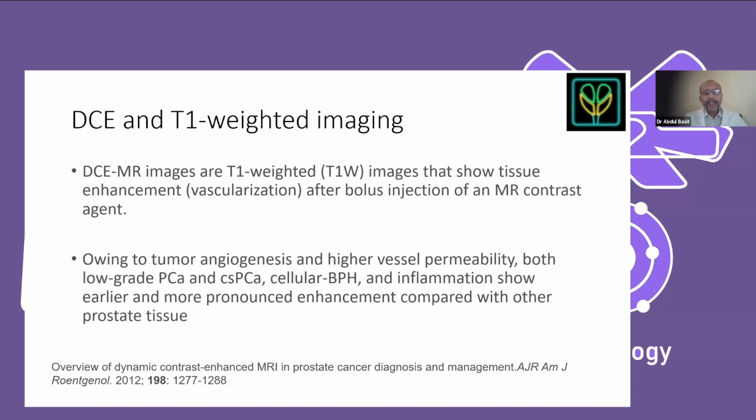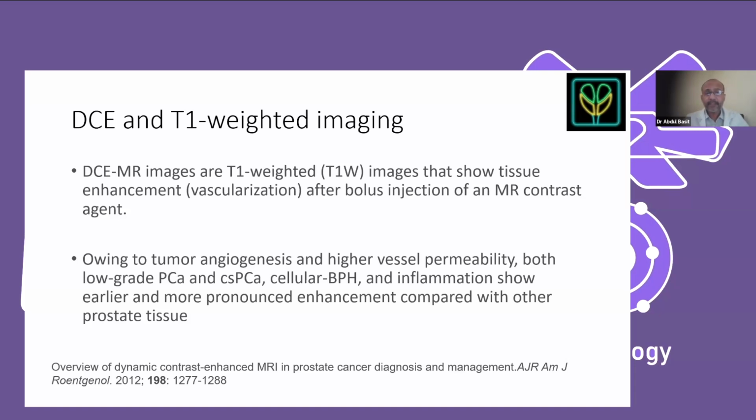And dynamic contrast enhanced images are basically T1 weighted images after the administration of contrast, which show the enhancement pattern after the bolus of the contrast injection. Owing to the tumor angiogenesis and the higher vessel permeability, both low-grade and clinically significant prostate cancer, as well as cellular BPH and inflammation, will show early and more pronounced enhancement compared with other prostatic tissue.